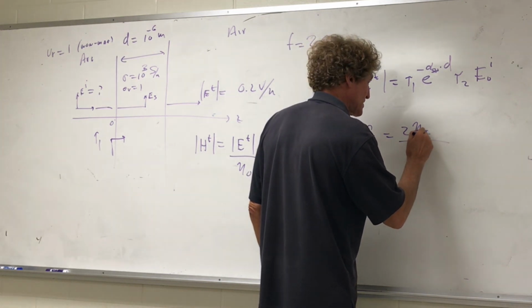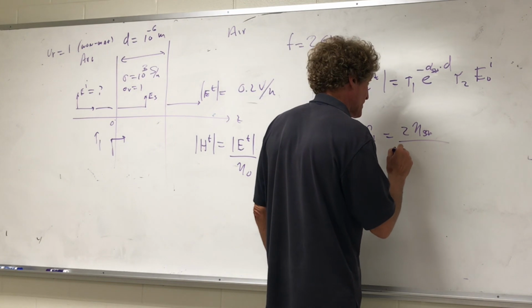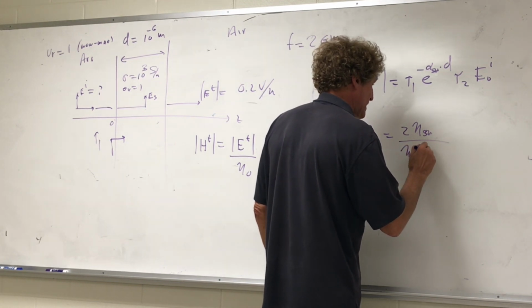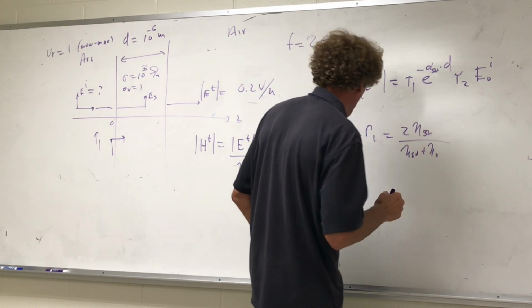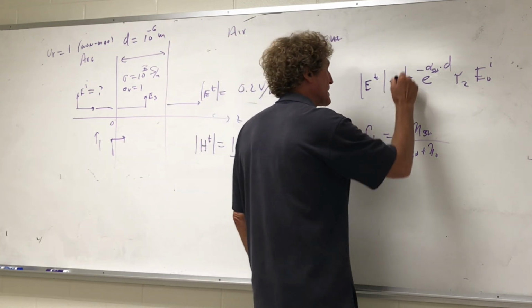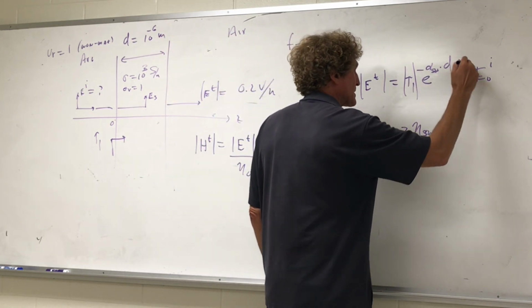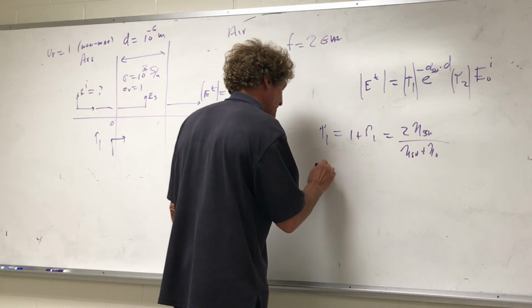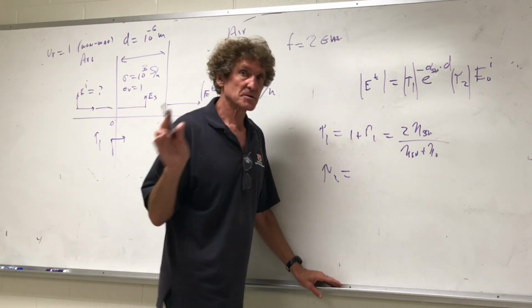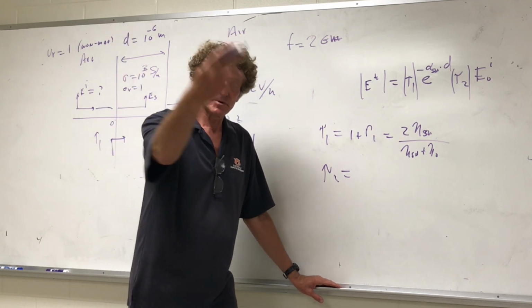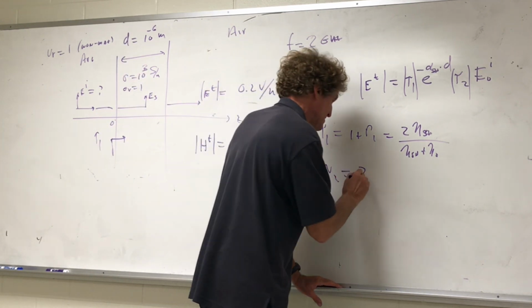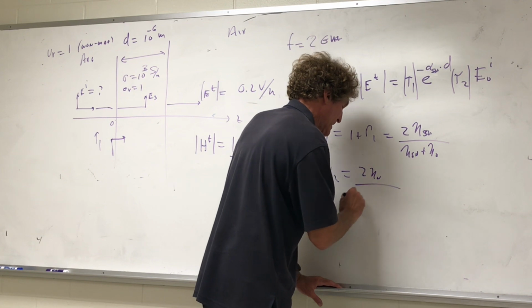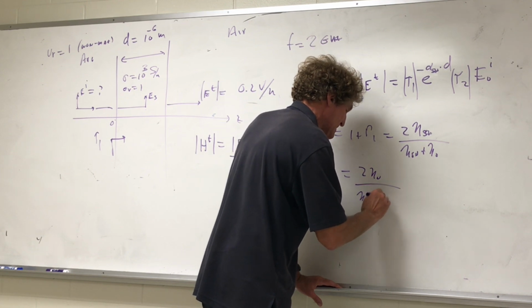Over the shield impedance, which will be complex, plus eta naught, because it's coming from air. Actually, you probably want to put magnitude on that too, because we're worried about magnitude. That's eta 1. What is eta 2? Well, it's 2 times the impedance you're going into, which is eta naught. So it's 2 eta naught over eta shield plus eta naught.